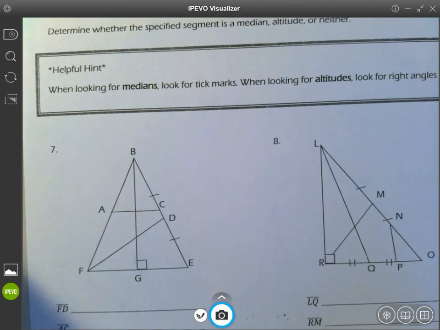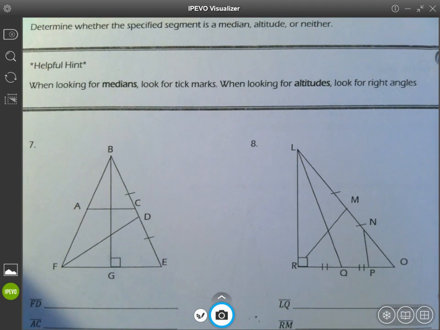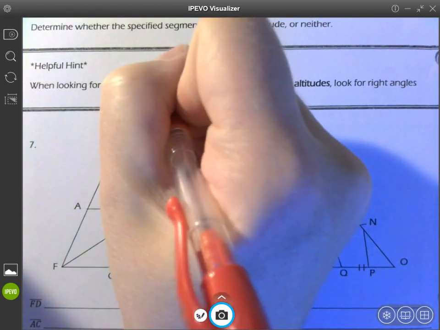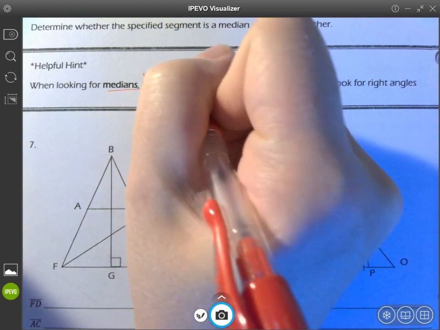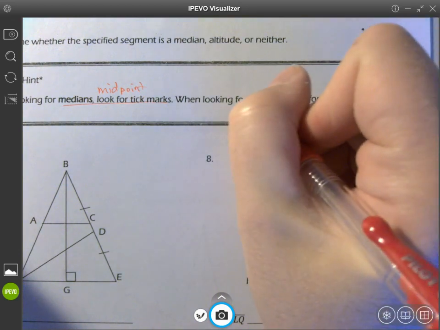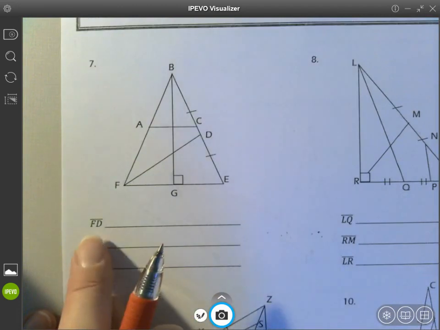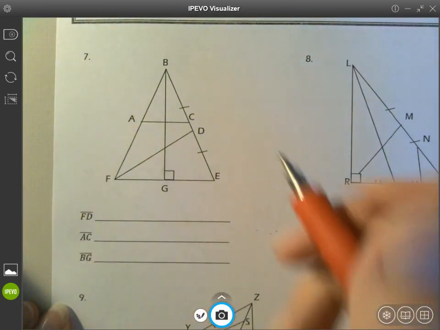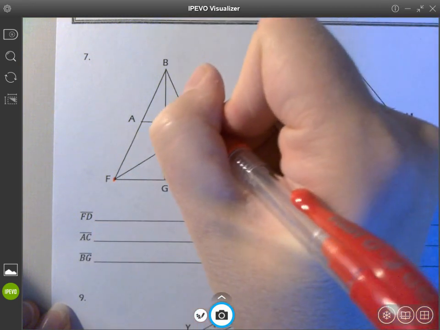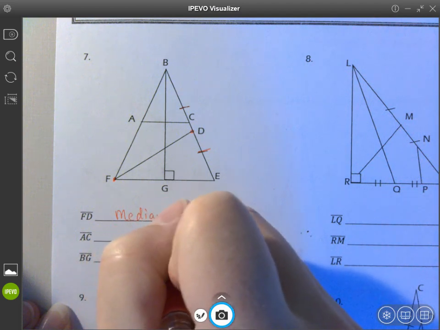So on the back, we're going to take a pause here. You're going to decide if we have median lines. When there are median lines, we're looking for tick marks because we're looking for the midpoint. And when they are altitudes, you're looking for the perpendicular or the 90-degree angle. So on this one, they ask me what FD is. I'm looking at FD, and it goes from this point over here. Do you notice that these are marked? So that means that FD is a median line.